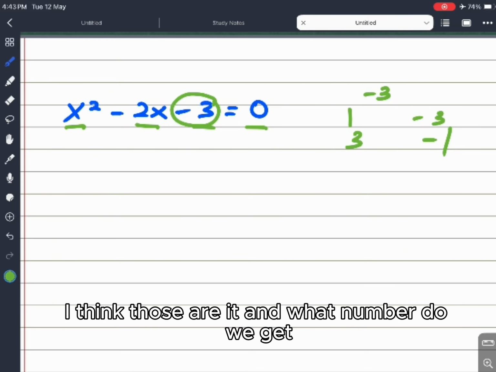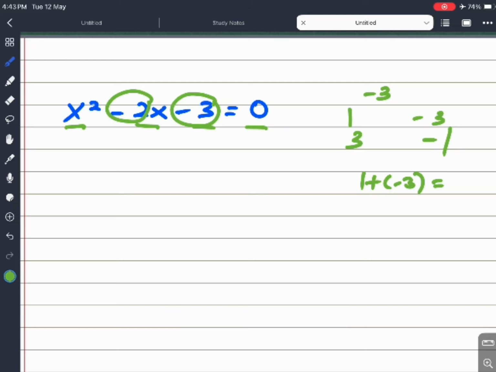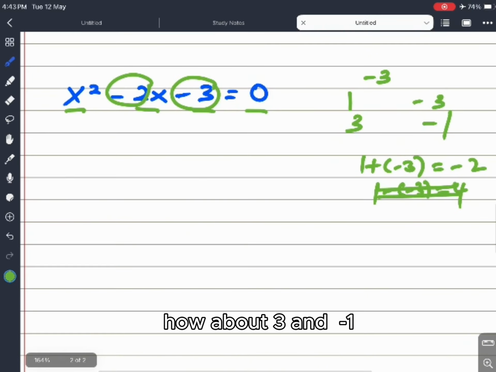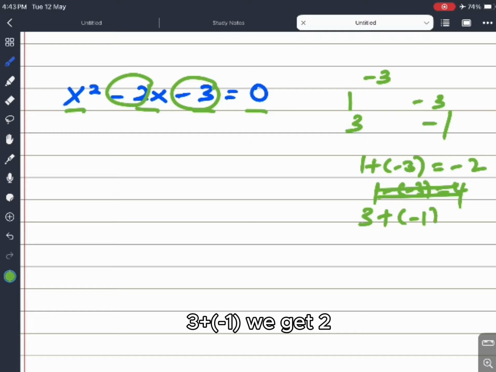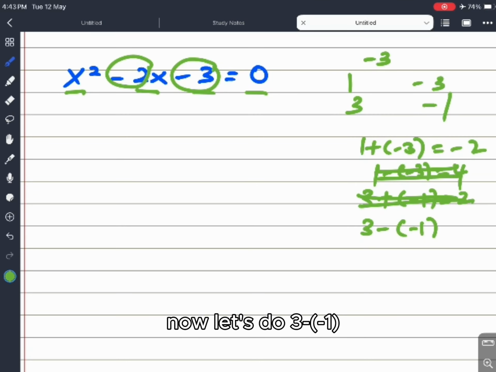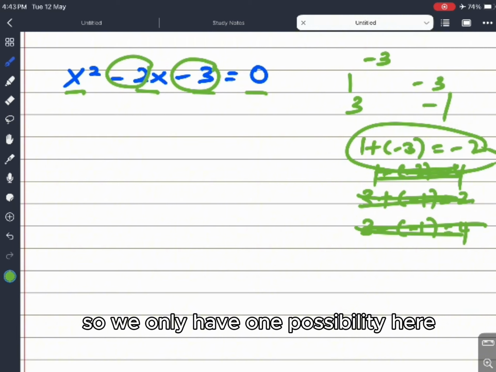And what numbers give us negative 2 when we add or subtract? Let's see this. So 1 plus negative 3. Yes, we can get negative 2 here. 1 minus negative 3, it's 4. So it's definitely not this. How about 3 and negative 1? 3 plus negative 1, we get 2. Not negative 2, but we get 2. We cannot use that. Now let's do 3 minus negative 1. You will get 4, and it's just wrong. So we only have one possibility here.